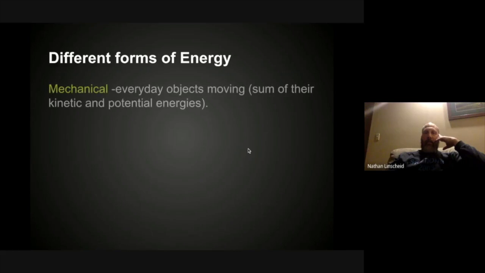Now, energy comes in different forms. Some of them are more familiar than others. We have mechanical energy, and this is sort of the energy of everyday objects. It's the sum of what we call kinetic, or moving, energy and potential, which we call stored energy. So when you see a ball moving through the air, or a car moving, or a windmill turning, wind blowing, sound being made, those are all forms of mechanical energy, everyday things that happen.